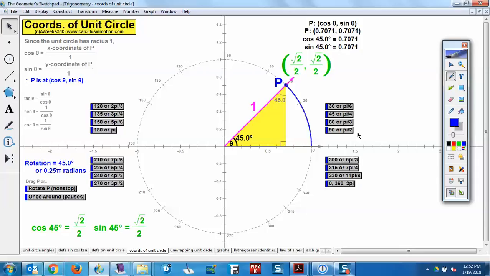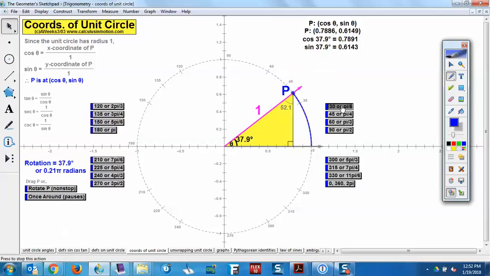That's about 0.707. Square root of 2 is 1.414. Divide that by 2, it's about 0.7. That's what it looks like. 0.5, 0.6, 0.7, a little past 0.7. Go up, a little past 0.7. A little higher than that other point. So the y value's bigger. Makes sense. Okay? All right.